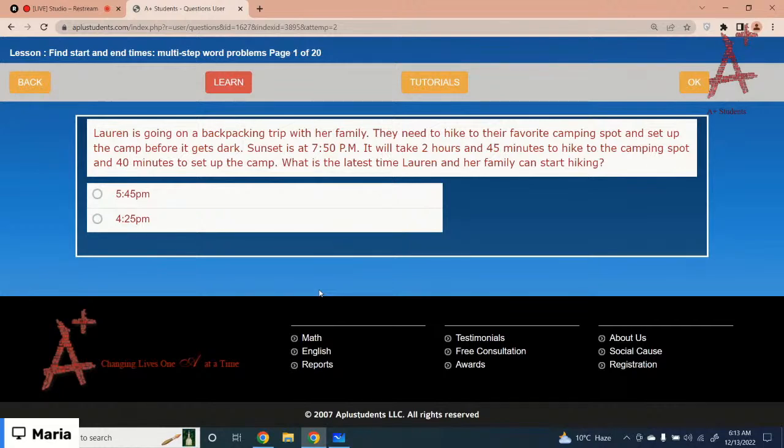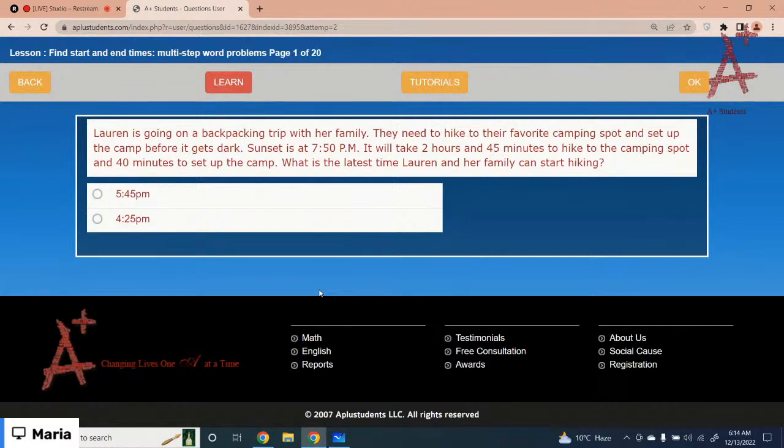Lauren is going on a backpacking trip with her family. They need to hike to their favorite camping spot and set up the camp before it gets dark. Sunset is at 7:50 p.m. It will take 2 hours and 45 minutes to hike to the camping spot and 40 minutes to set up the camp. What is the latest time Lauren and her family can start hiking?